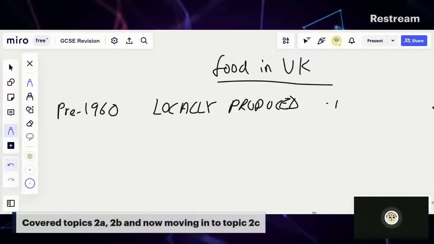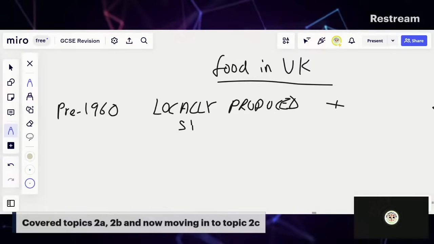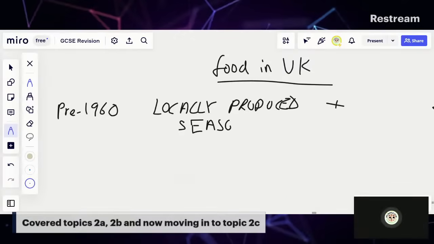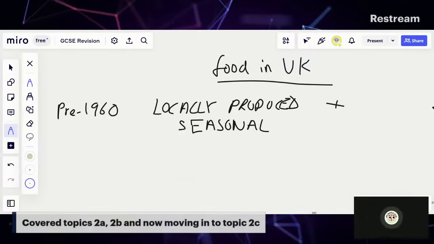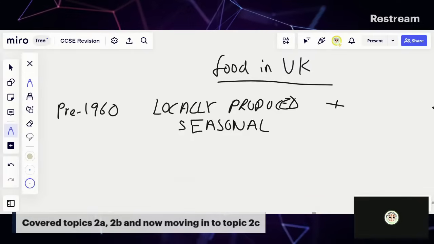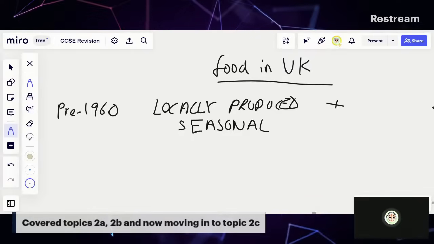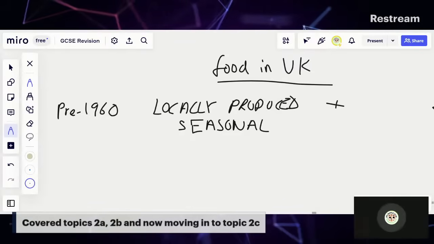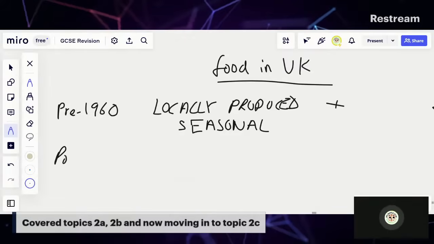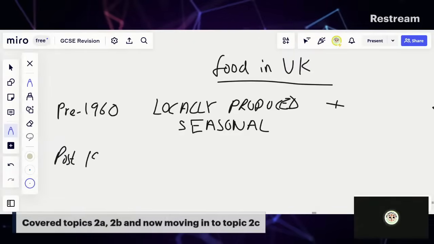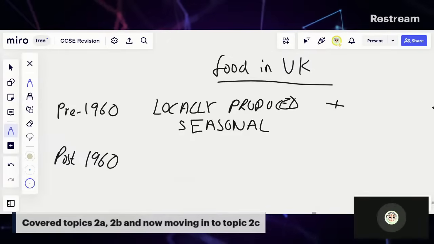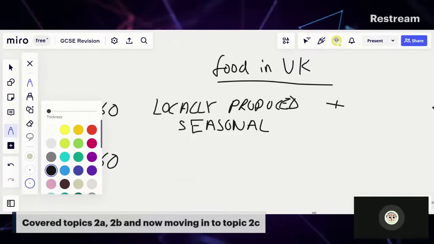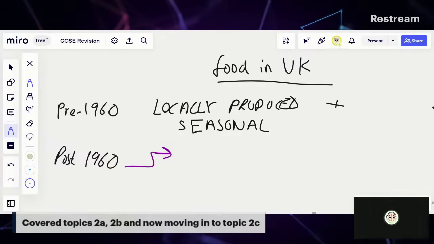Well, also you need to know locally produced and also seasonal, which means that it's the food that's produced in that season. So you wouldn't be receiving strawberries during the height of winter because they wouldn't necessarily grow. Now, post 1960, our food is much different. So we tend to have three main things. Firstly, high value food.